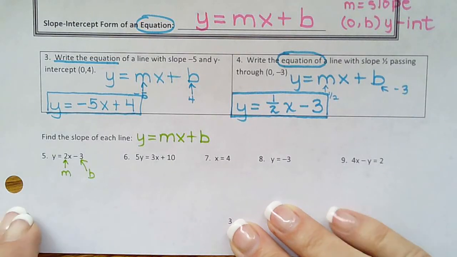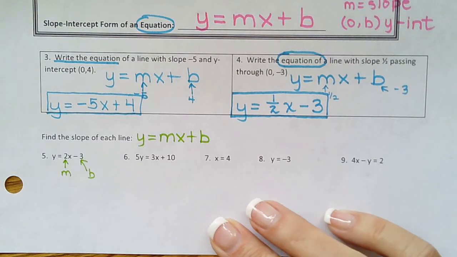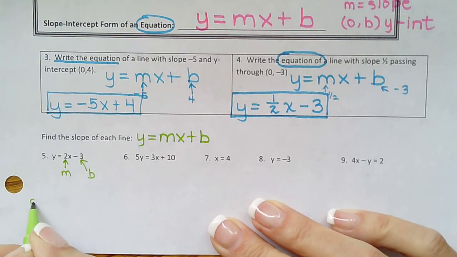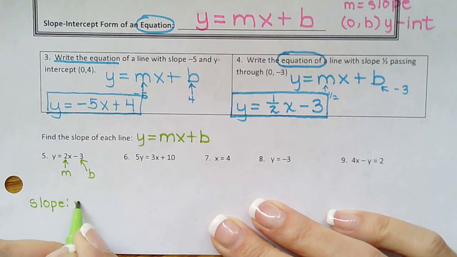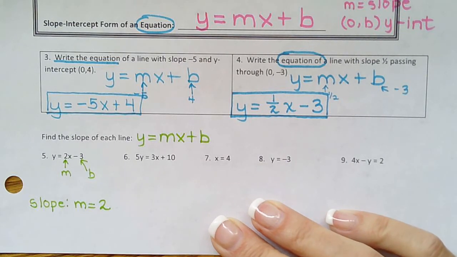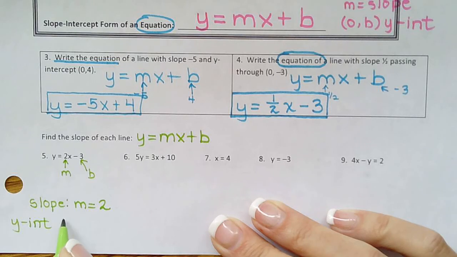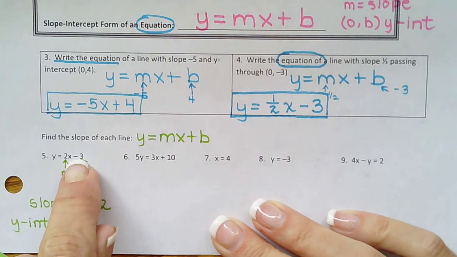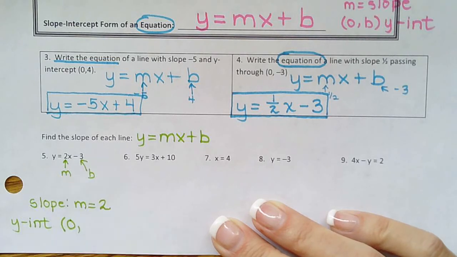So let's go ahead, rather than just find the slope, let's find the slope and the y-intercept. So the slope would be m equals 2. And don't include the x. X is not the slope. What's in front of the x is the slope. And the y-intercept, we know as a point. X is always 0, and then we pull this, and pull its sign as well. So don't just pull the 3. It's -3.